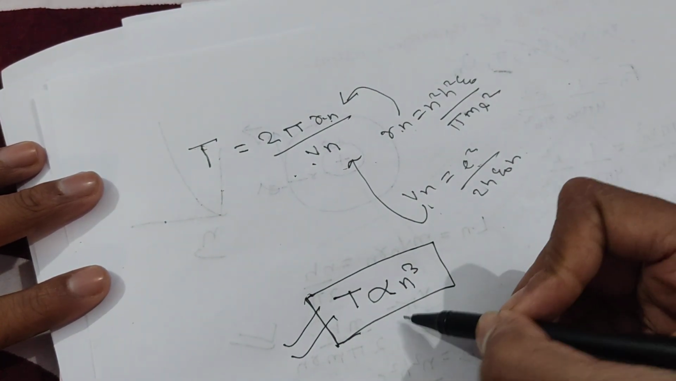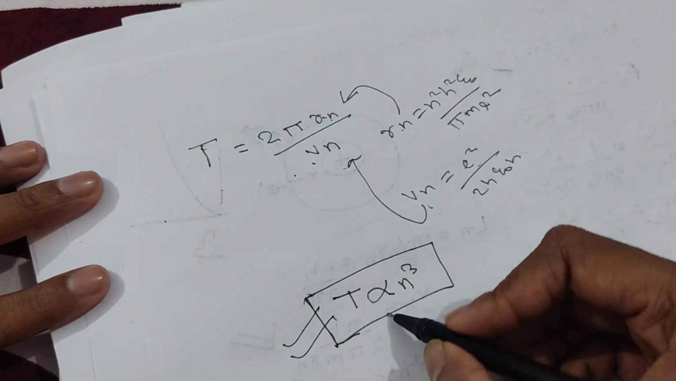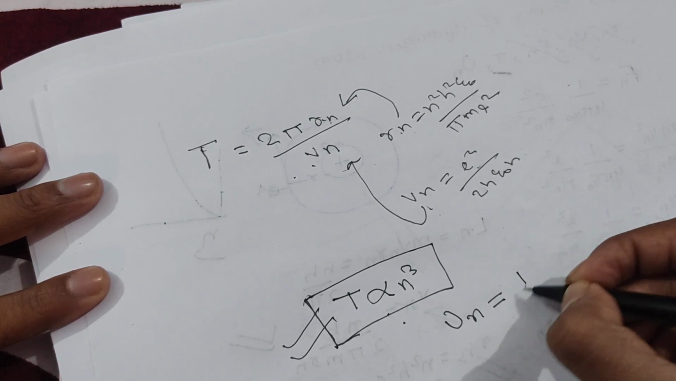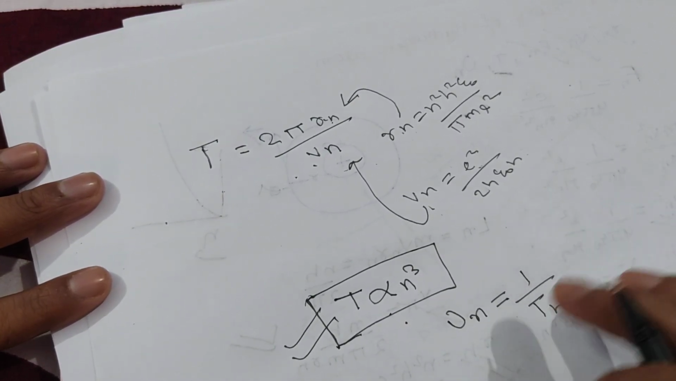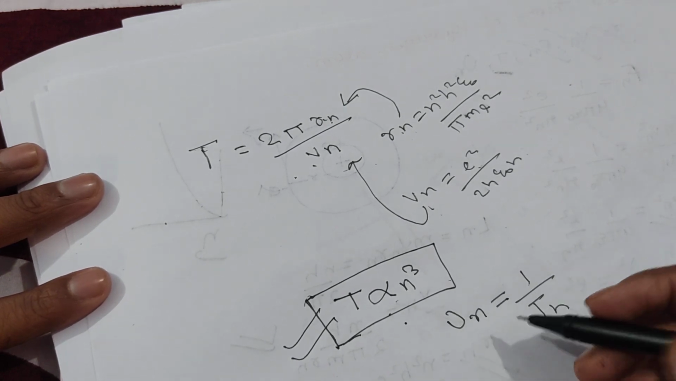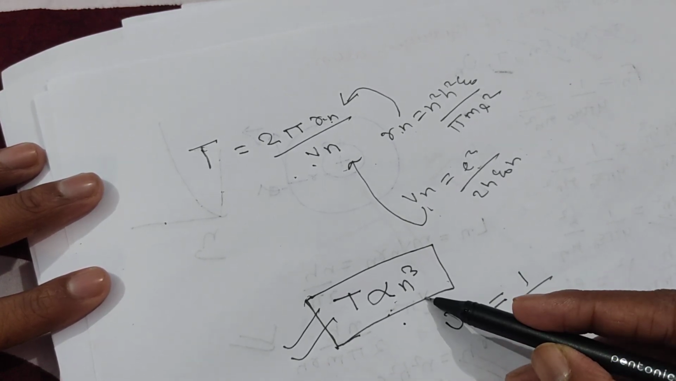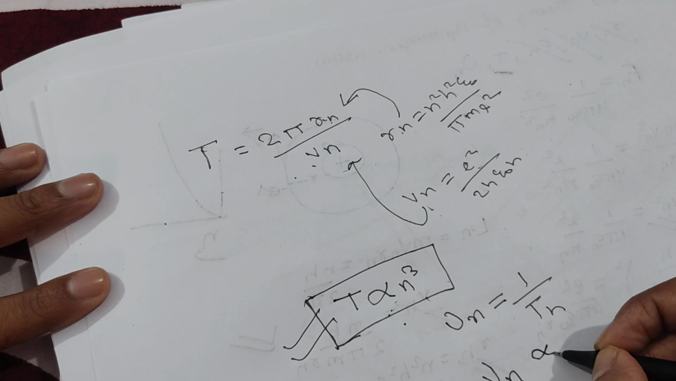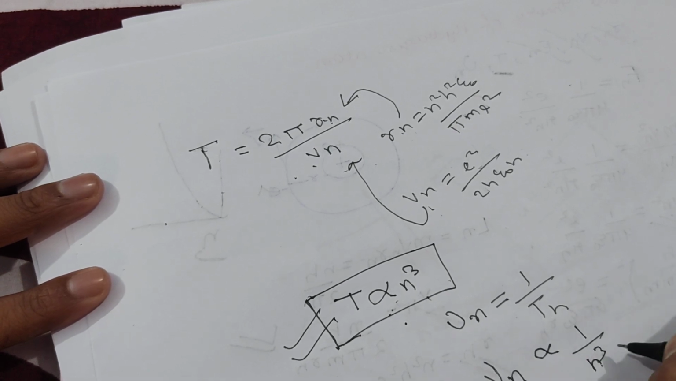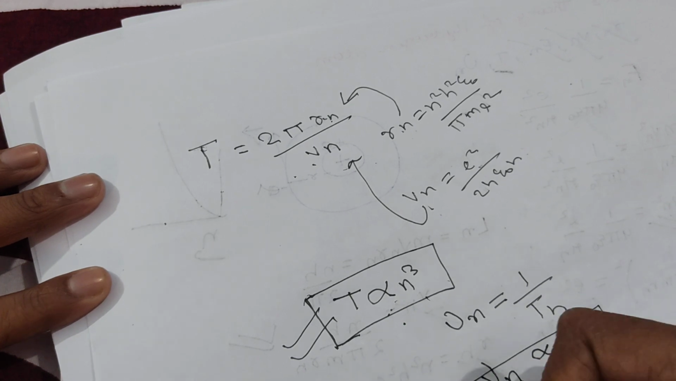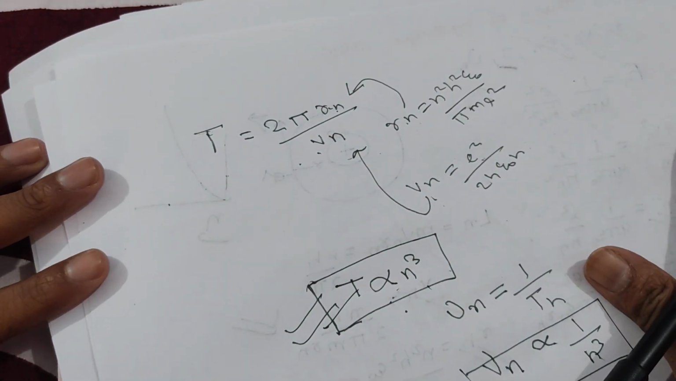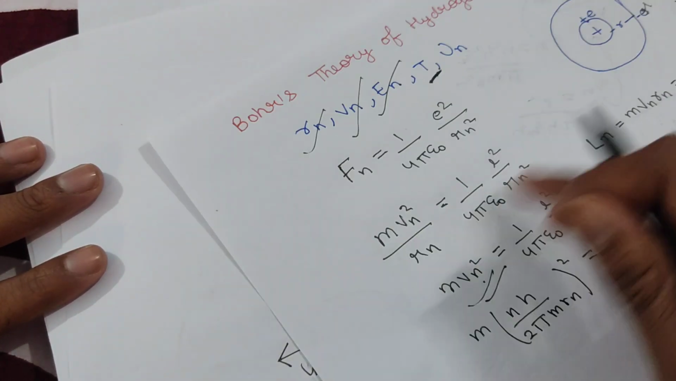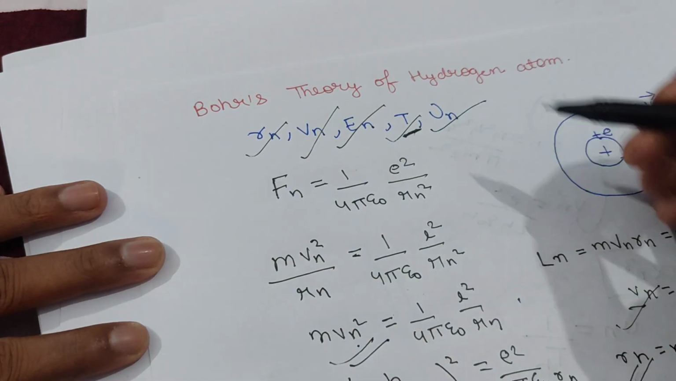Okay, and we can also say that frequency is just 1 by T_n. So we can say that if T is proportional to n cubed, then the frequency is also proportional to 1 by T. Okay, so this is the frequency, and this is the time T. You can easily find them by putting in all these values. This is nothing a big deal. So finally we find this and this. Thank you everyone.